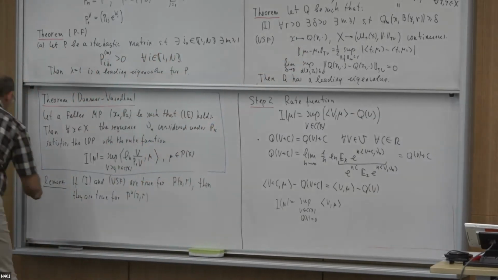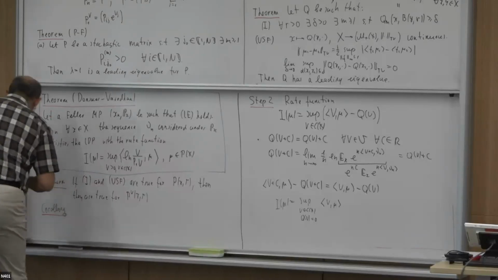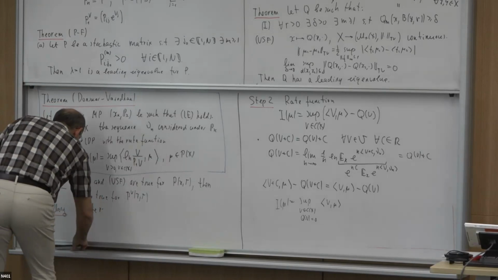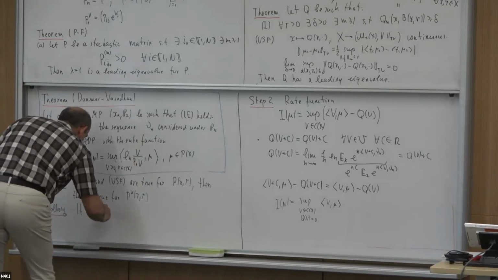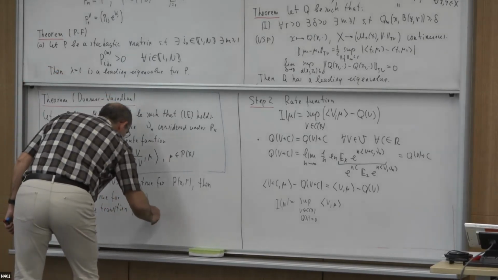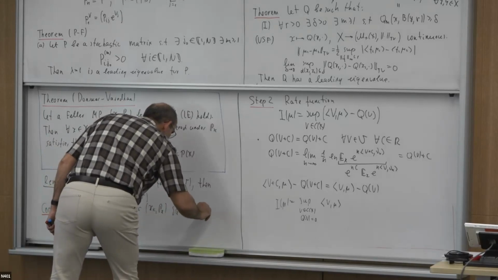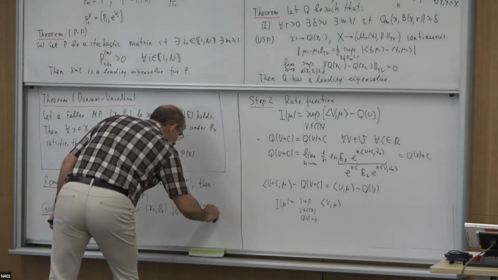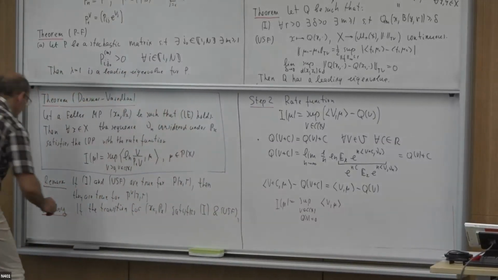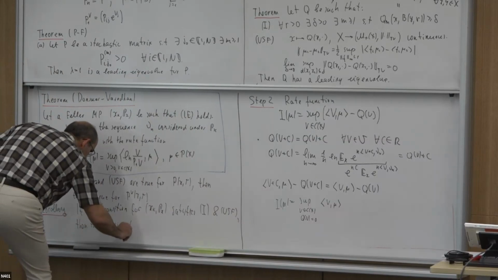So the conclusion is the corollary: if the transition function satisfies these two hypotheses, strong irreducibility and uniform strong Feller, then the conclusion of Donsker-Varadhan is true. The DV theorem is true.